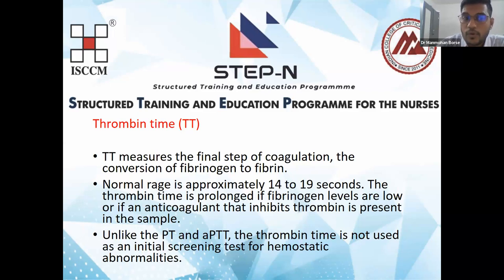Okay. The prolongation of thrombin time reflects the function of fibrinogen. Okay. The level of fibrinogen. If the fibrinogen is low, the thrombin time will be prolonged. Okay. So unlike PT and APTT, the thrombin time is not usually used for a day-to-day screening process. But in some cases, we do prefer to do thrombin time. But the availability again is a question.